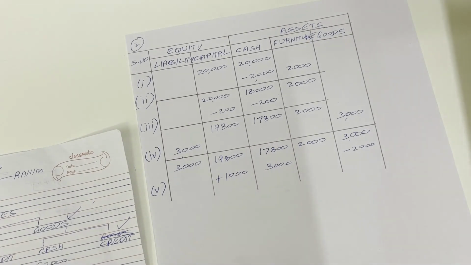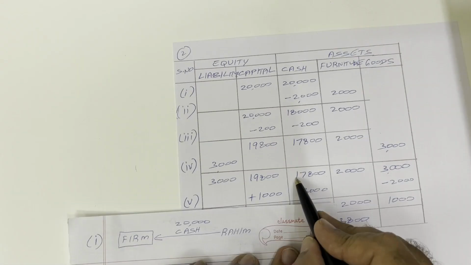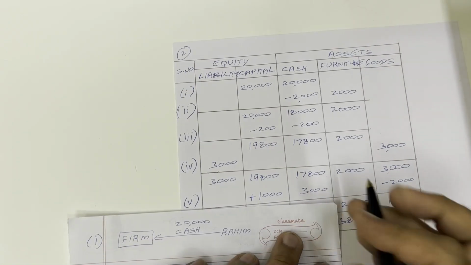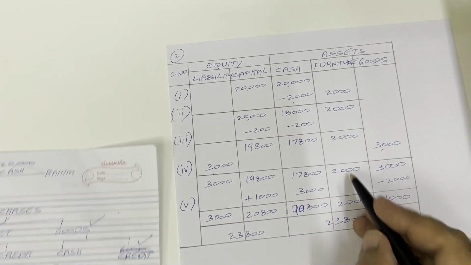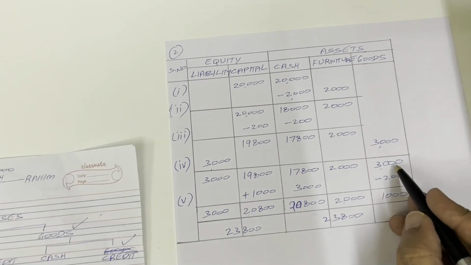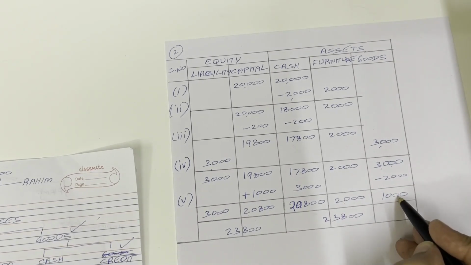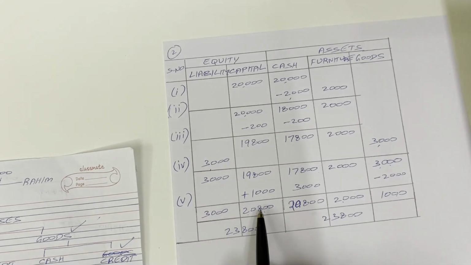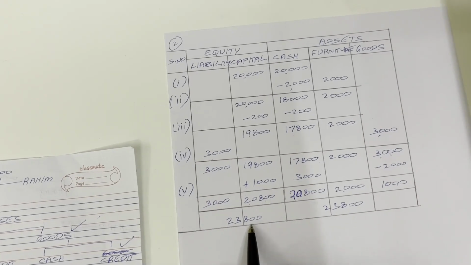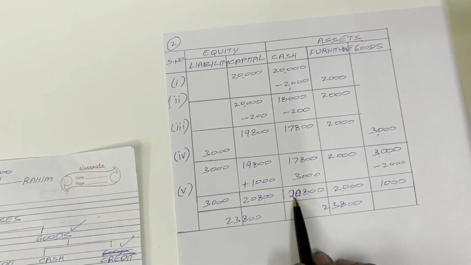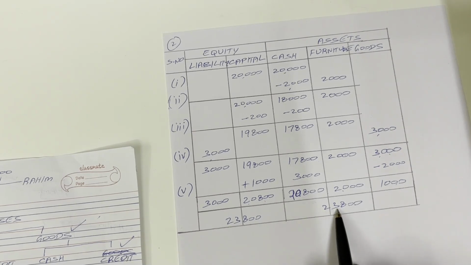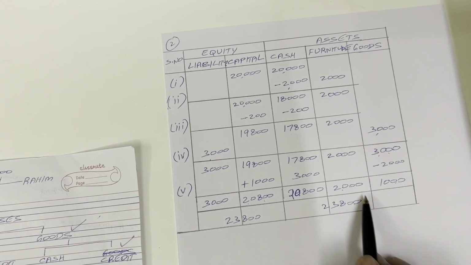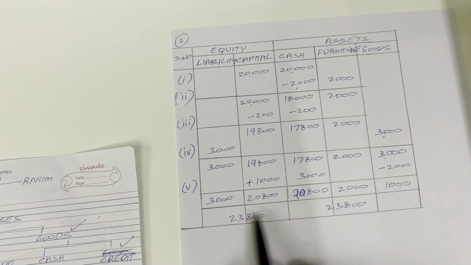Then the final amounts are liability value 3,000. Cash 17,800 plus 3,000 is equal to 20,800. Then furniture 2,000. Goods value 3,000 minus 2,000, 1,000. Finally, on the equity side 3,000 plus 20,800 is equal to 23,800. On the asset side, cash 20,800 plus 2,000 plus 1,000, total 23,800. So equity 23,800 is equal to asset 23,800. So finally the accounting equation is satisfied.